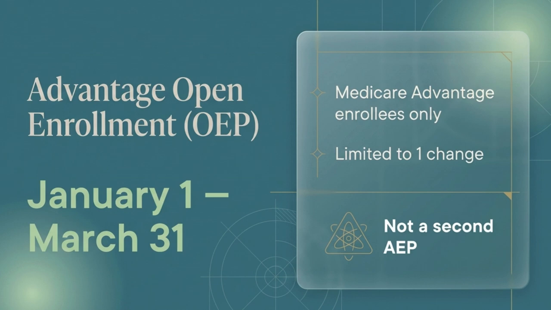The OEP is the Medicare Advantage Open Enrollment period. This runs from January 1st through March 31st every year. It's specifically for people who are already enrolled in a Medicare Advantage plan. During the OEP, they can switch to a different Medicare Advantage plan or drop their Medicare Advantage plan and go back to original Medicare. If they drop back to original Medicare, they can also pick up a standalone Part D drug plan. They can only make one change during this window. The OEP is not a second AEP. It's narrower in scope, but it's an important opportunity for clients who made a choice during AEP that isn't working out.